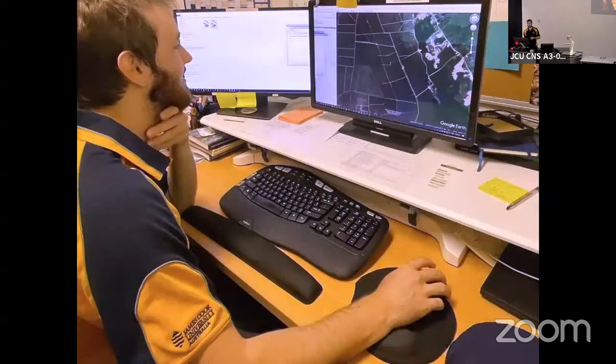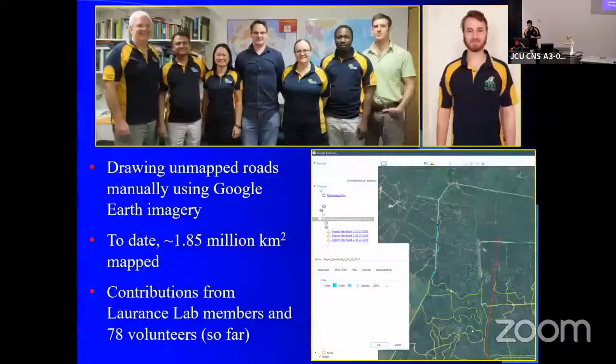And that's pretty much a picture of me for the last 2 or 3 years. So we use Google Earth imagery to draw in any roads that haven't already been mapped. And to date, we've mapped about 1.85 million square kilometers. That has been contributed to by Laurance Lab members and 78 volunteers so far.